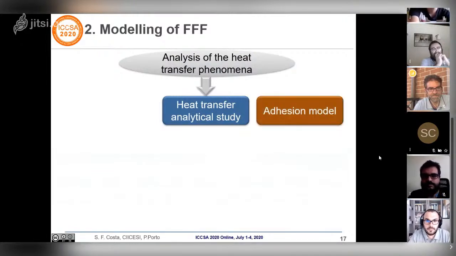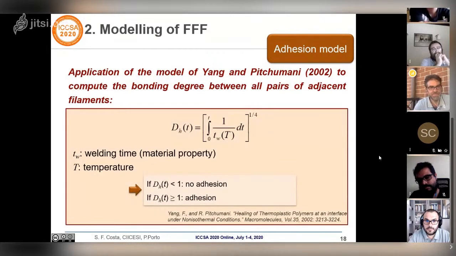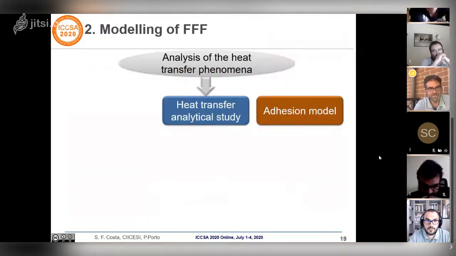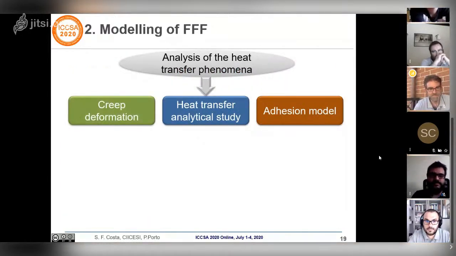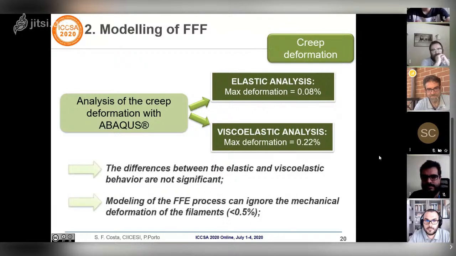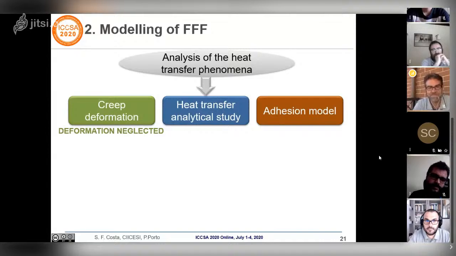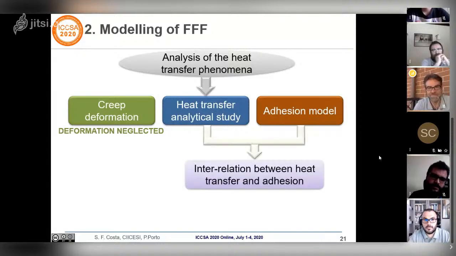Respecting to the adhesion, the model of Yang and Pitchumani is used to compute the bonding degree between all pairs of adjacent filaments. In this model, we have an expression that depends on temperature and allowed concluding if the bonding was achieved or not. The creep deformation was also studied with Abaqus software and allowed concluding that the deformation is very low. So this was neglected.